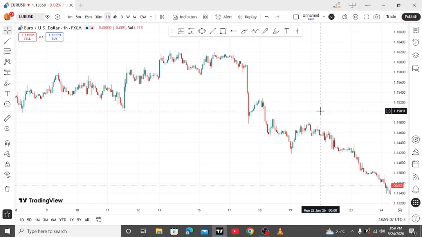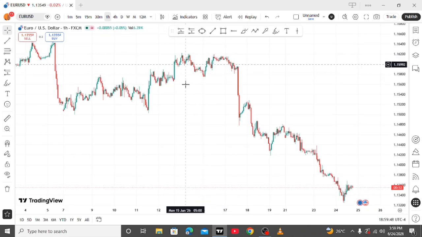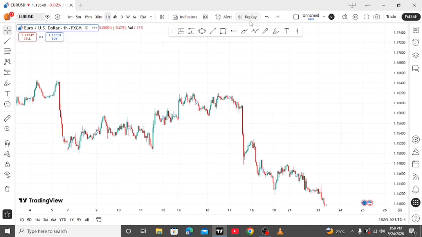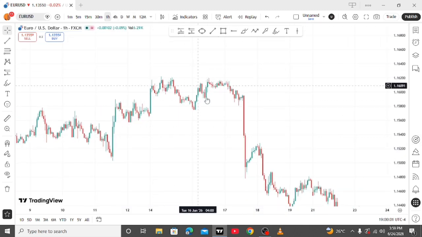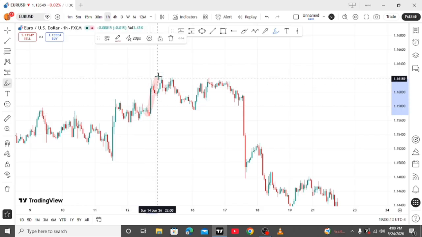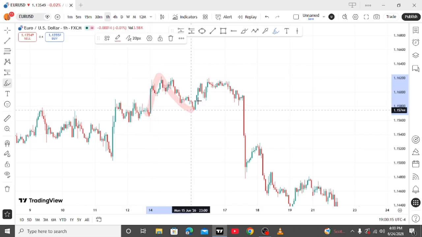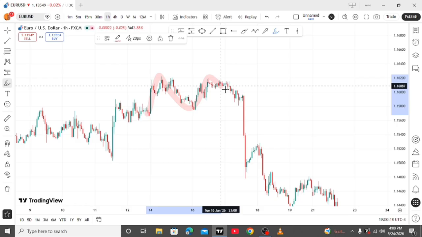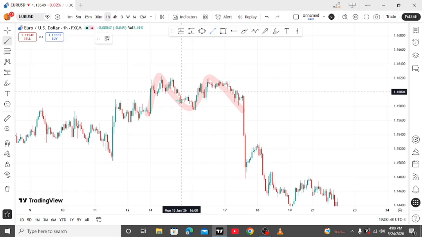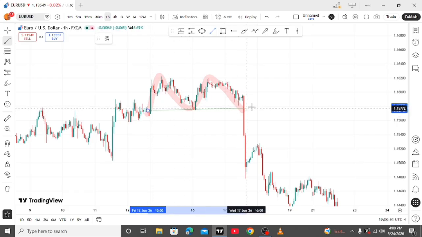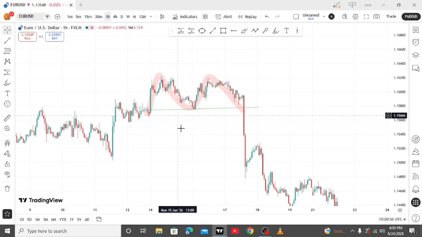So now we are on Euro USD. And as you can see right here, I think we have a double top here. Take a look at this. This is Euro USD and this is the 1 hour time frame. Take a look at this. Goes up, goes down, goes up, creating equal highs, and then goes down. Now this is a double top. So this is where we mark out our trend line. So this is the neckline of the double top.